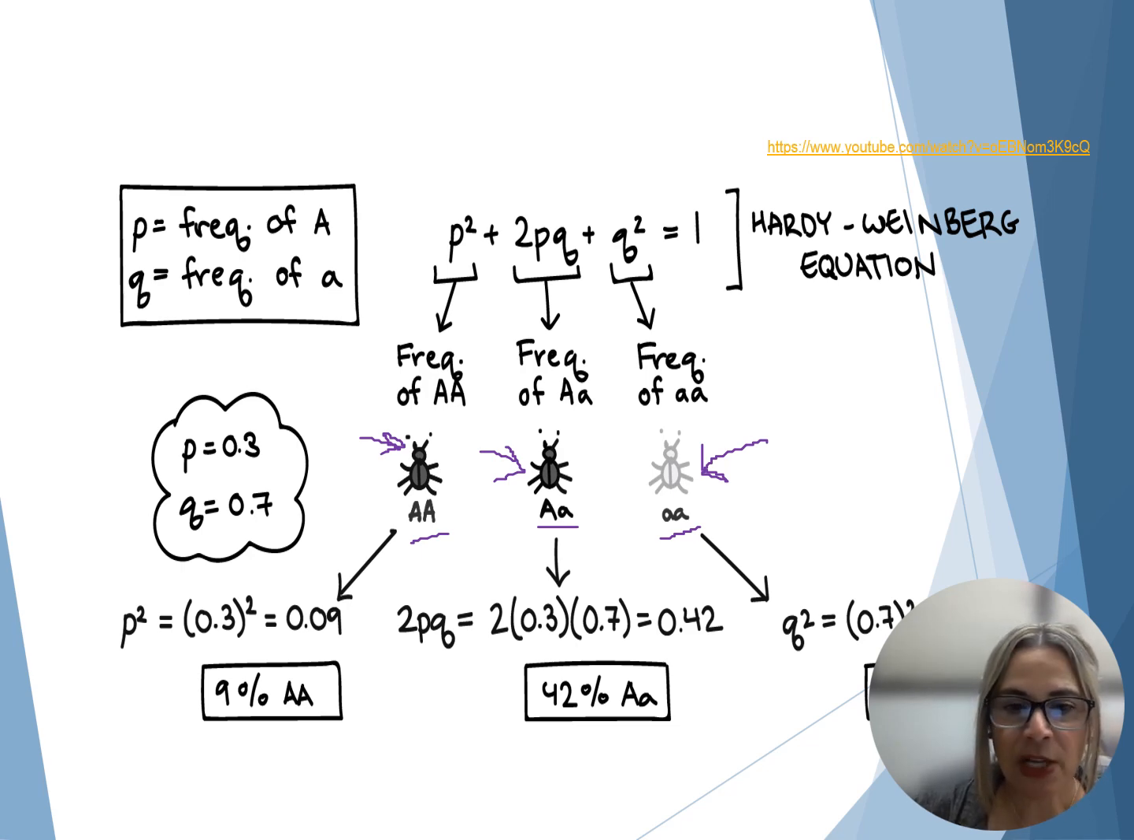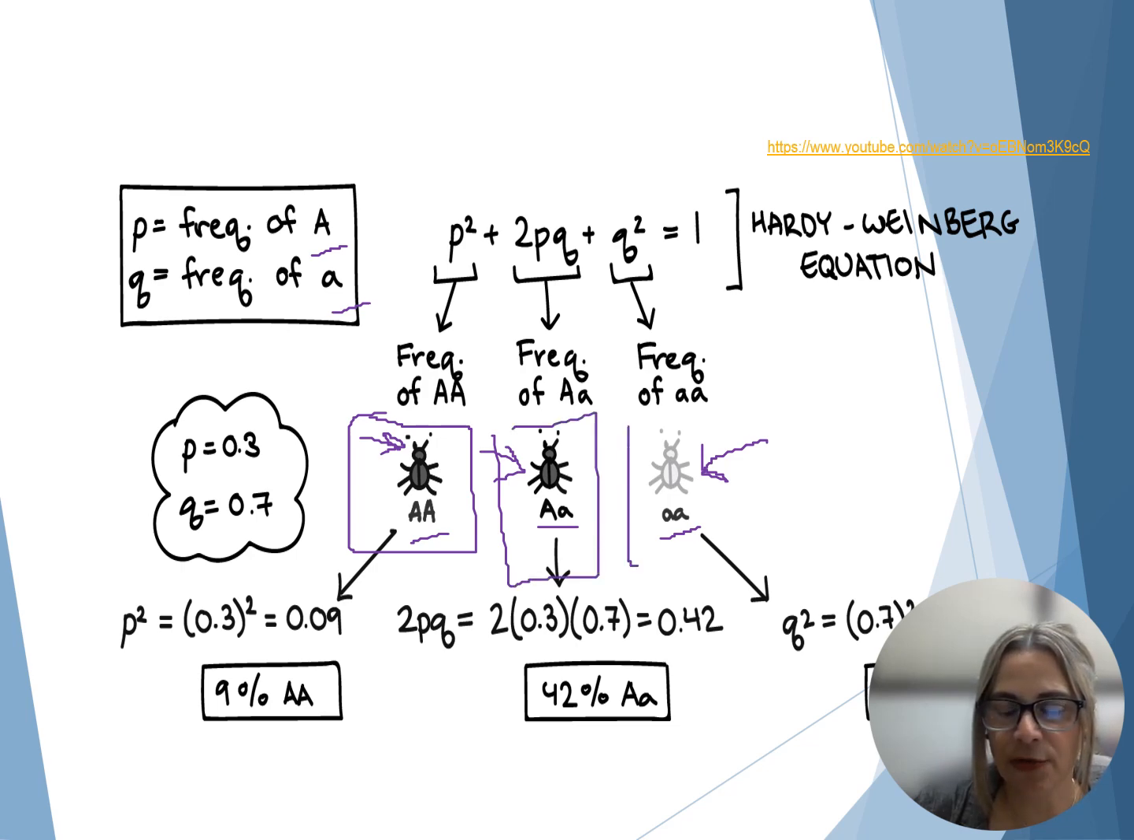In terms of our numbers, remember what our Hardy-Weinberg equation tells us. p is the frequency of our dominant alleles, q is the frequency of our recessive alleles, p squared is the frequency of our homozygous dominant guys, 2pq is the frequency of our heterozygous little guys, and q squared is the frequency of our homozygous recessive little guys, or our little white guys. So if we take a look at this, it gives us a little bit of information here. It says that p is equal to 0.3, so this is information that we were given, and q is equal to 0.7.